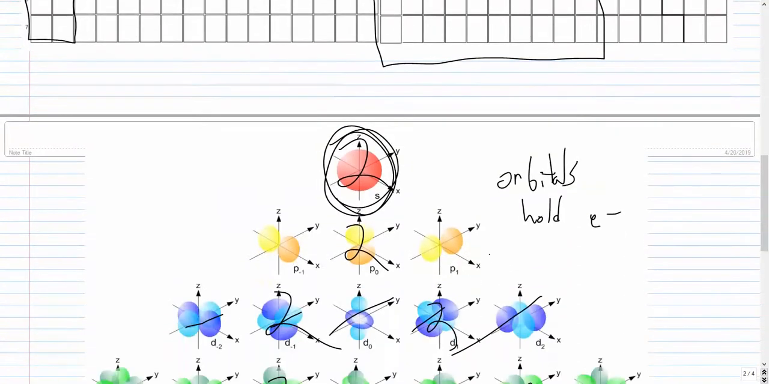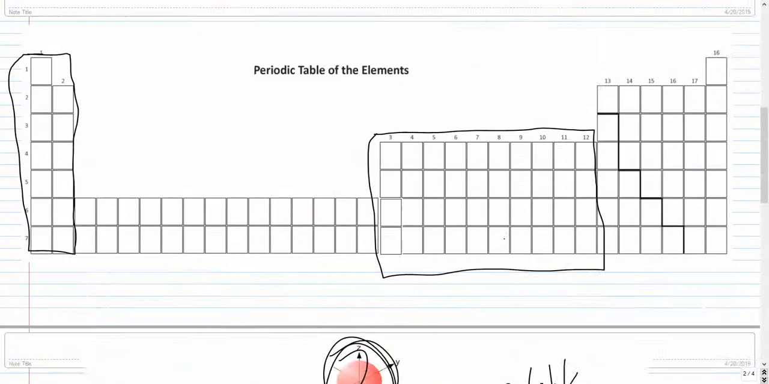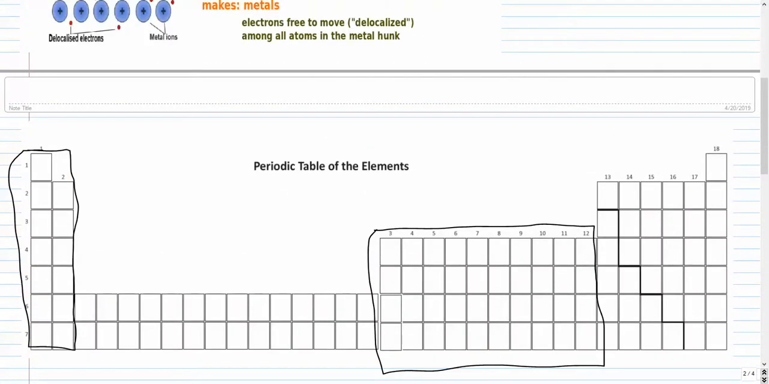So why is that important? It's important because it makes group 18 special. It makes these guys special. Why are they special? They are special because their outer orbital is full. I think of it like a jigsaw puzzle that's not missing any pieces. It's just kind of nicer.